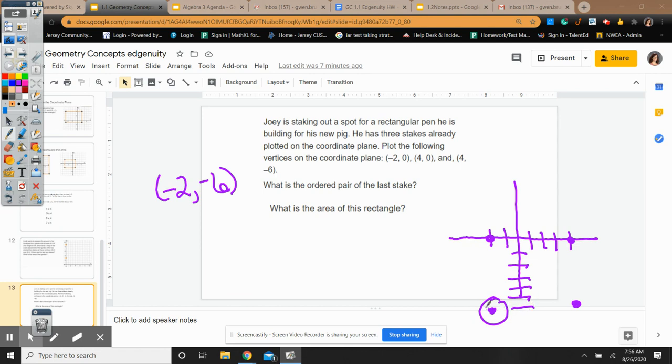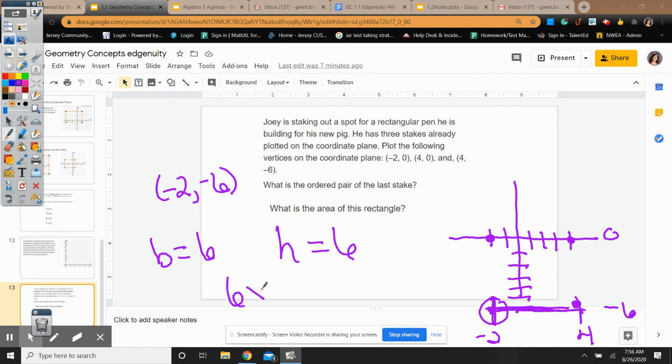I now can do my base times my height. The base is the distance from -2 to 4. How far is it from -2 to 4? That's going to be 6 units. The height was taking me from this -6 all the way up to 0. How far away is -6 from 0? It's also 6. Base times height will be 36. And we're back to units, I think. Units squared, because they didn't tell me feet or anything like that.